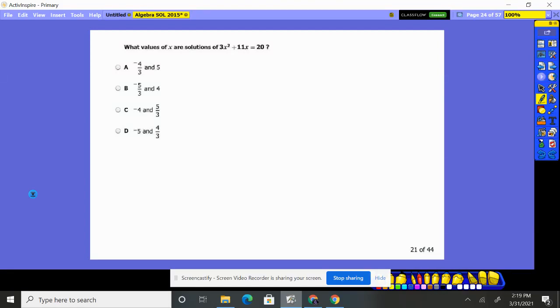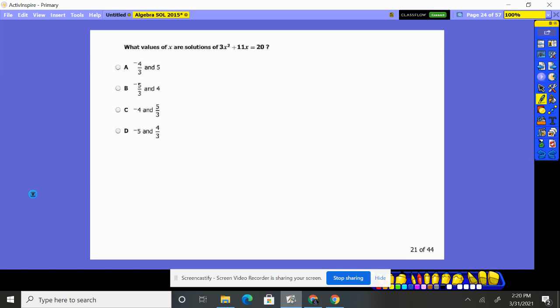Number 21, what values of x are solutions of 3x squared plus 11x equals 20? Well, there's a couple of ways to look at this. We could plug in the values and see what works, and we're going to do that.